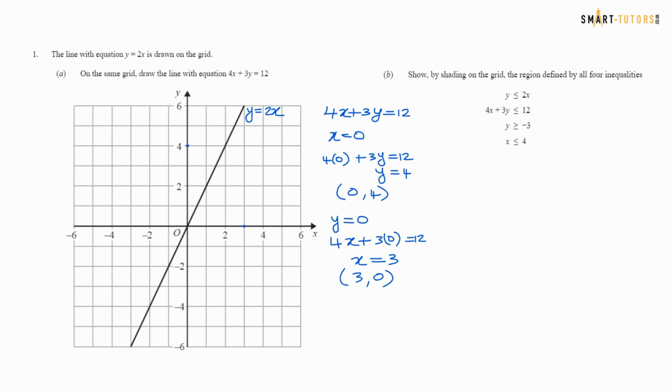And now you can connect these two points. Let's see, I hope I can go through these two points. It's not going through like that. So what I can do is draw this line first and then extend it. So that is the straight line I have drawn for the equation 4x plus 3y equals 12.